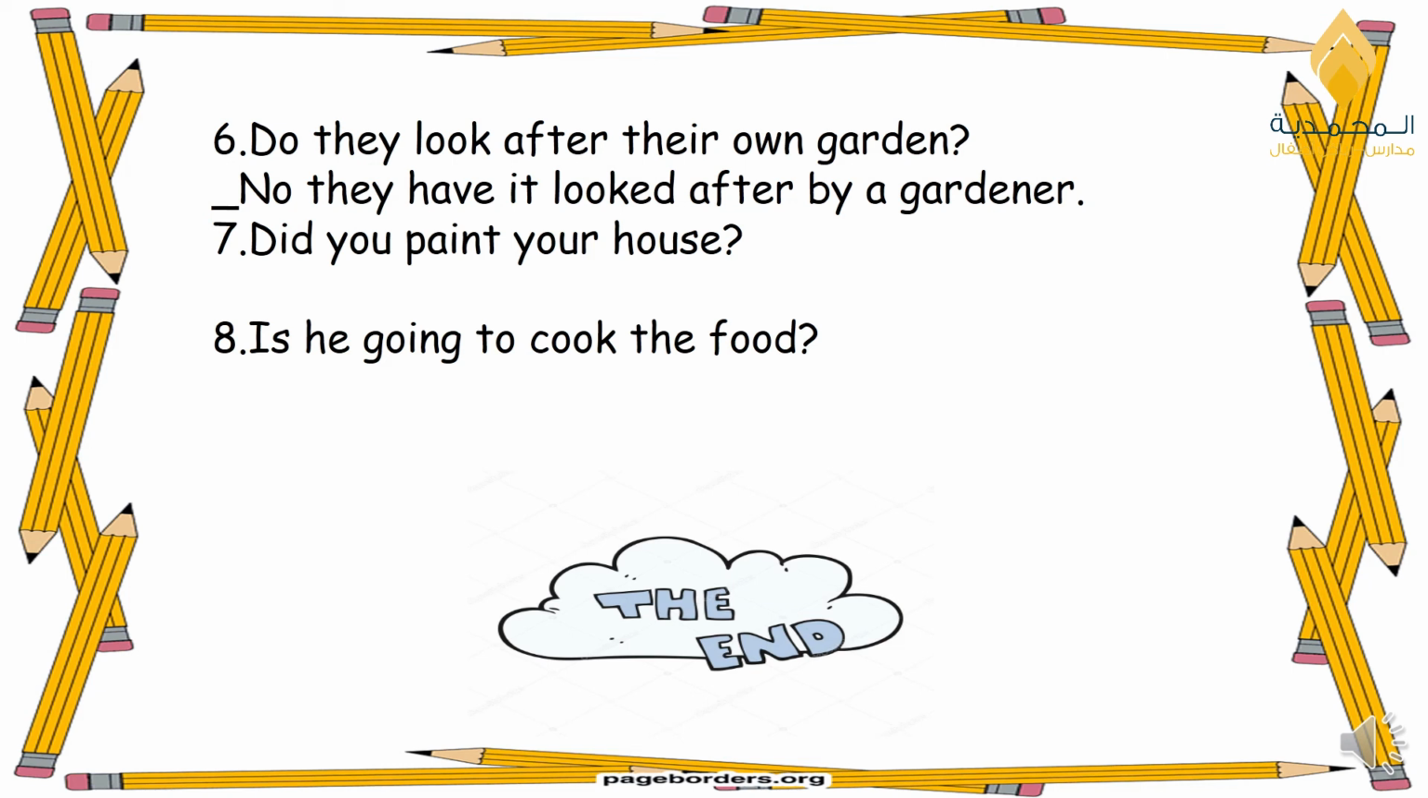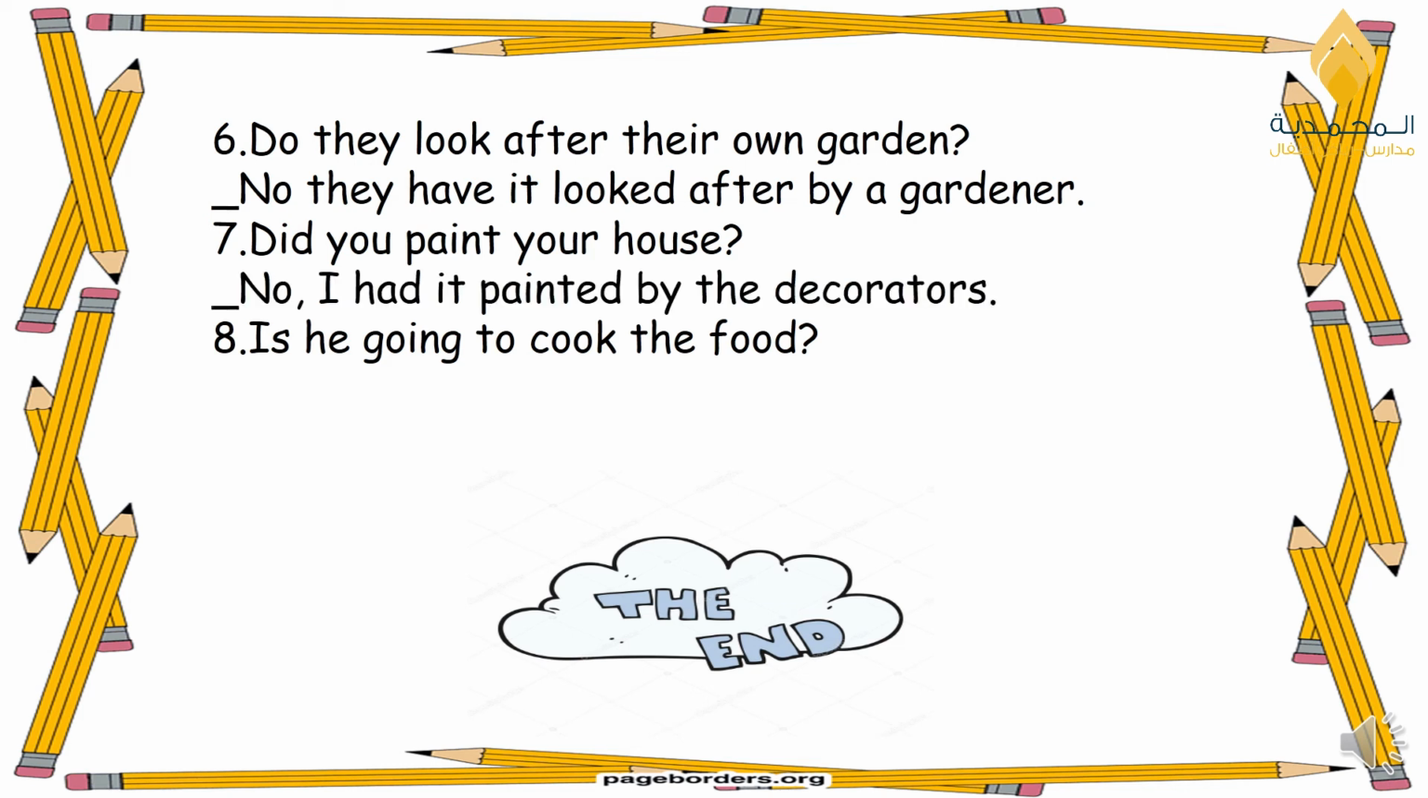Clear? Number 7. Did you paint your house? I'm asking about something that happened in the past, so I have to answer in the past. So here you can use either had or got. Then you put the object in the middle and then the verb 3 from paint, which is painted. So the answer will be no, I had it painted by the decorators.